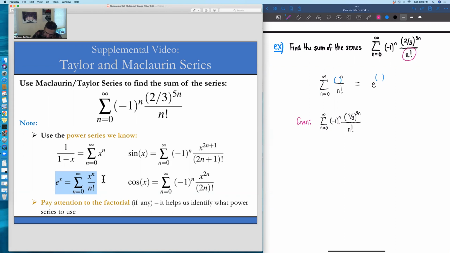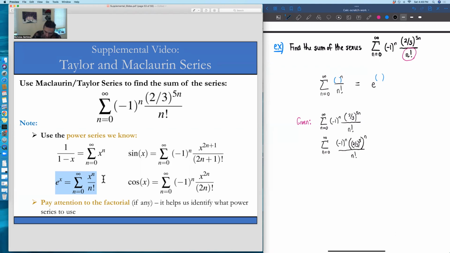We have, well, this minus 1 is raised to the nth power, but we have this 2/3 raised to the 5n power. So we can rewrite that as 2 over 3 raised to the 5th power, that quantity raised to the nth power. So let me go ahead and just do that. So we have the series from n equals 0 to infinity. We have a minus 1 to the n. And now we have this 2 over 3, that quantity raised to the 5th power, but that whole thing raised to the nth power. And that's all over that denominator, n factorial.